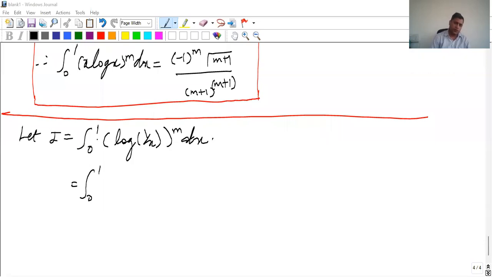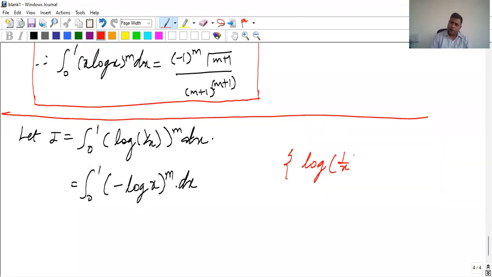Here, what we have is the integral 0 to 1 of (log(1/x))^m dx. So if we look at this, can we write it like (-log x)^m dx? Is that okay? Yes, sir, we can write it. Okay, because we have log of 1 by x is same as log of x raised to minus 1. So we can have minus log of x.